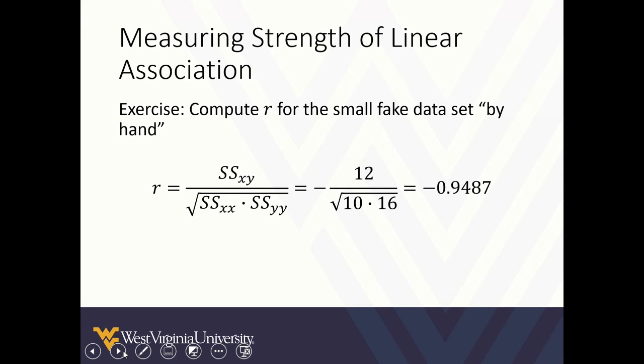In our small fake data set that we've been calculating by hand, we would calculate our correlation coefficient to be negative 0.9487. So this would indicate a fairly strong negative linear relationship.